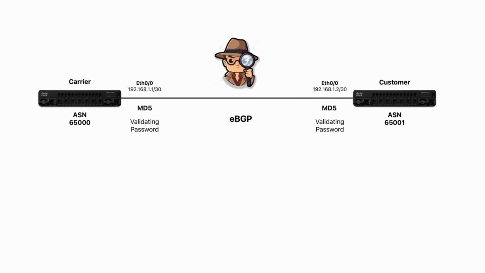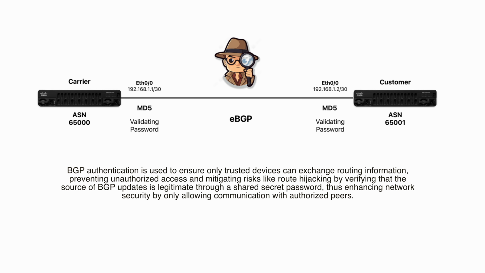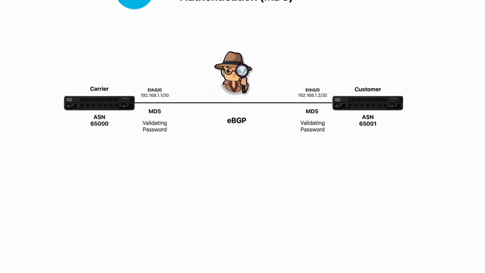So why use BGP authentication? BGP authentication is used to ensure only trusted devices can exchange routing information, preventing unauthorized access and mitigating risks like route hijacking by verifying that the source of BGP updates is legitimate through a shared secret password, thus enhancing network security by only allowing communication with authorized peers.